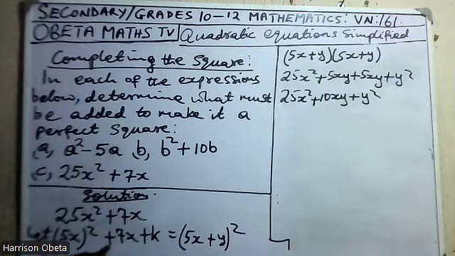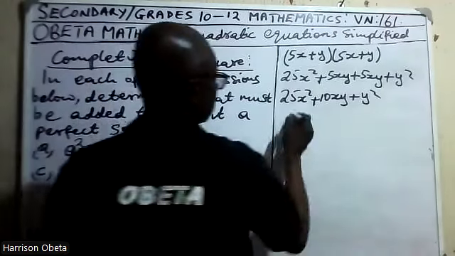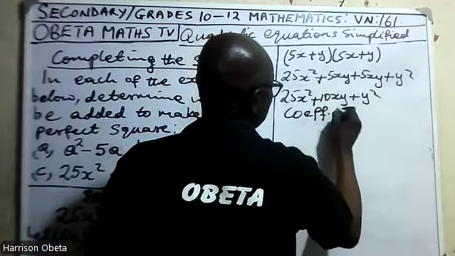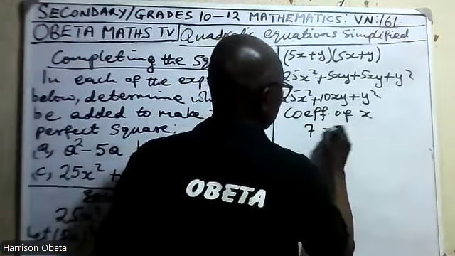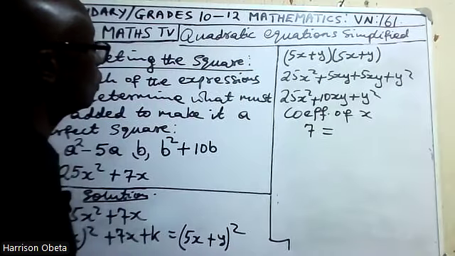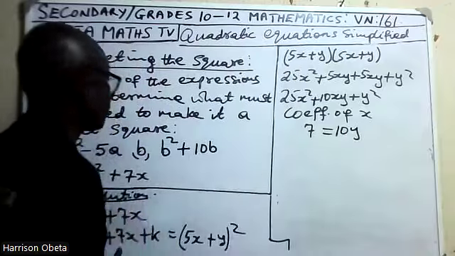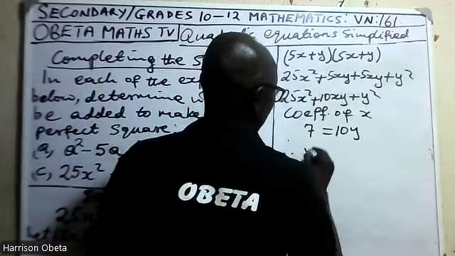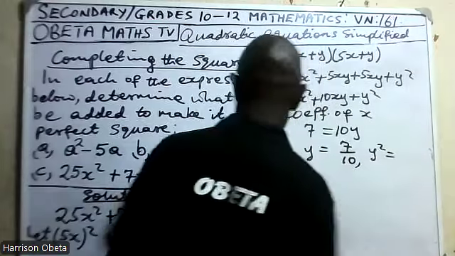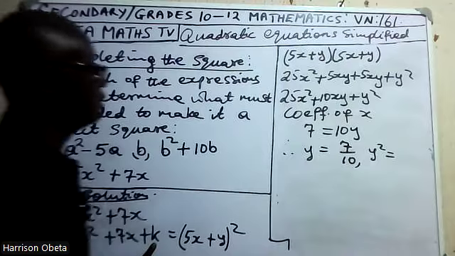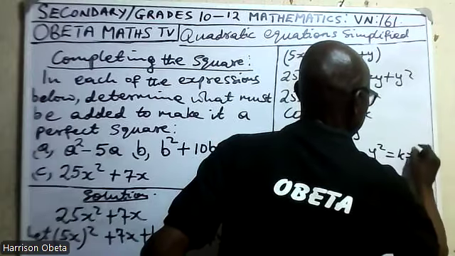Again, if you compare with the original question, let us now talk of the coefficient of x. That's what we are comparing, and that means we have 7 is equal to 10y, and that means that y is equal to 7 over 10. So that y squared, which is equal to what we now have here as our k, is equal to 7 over 10 squared.